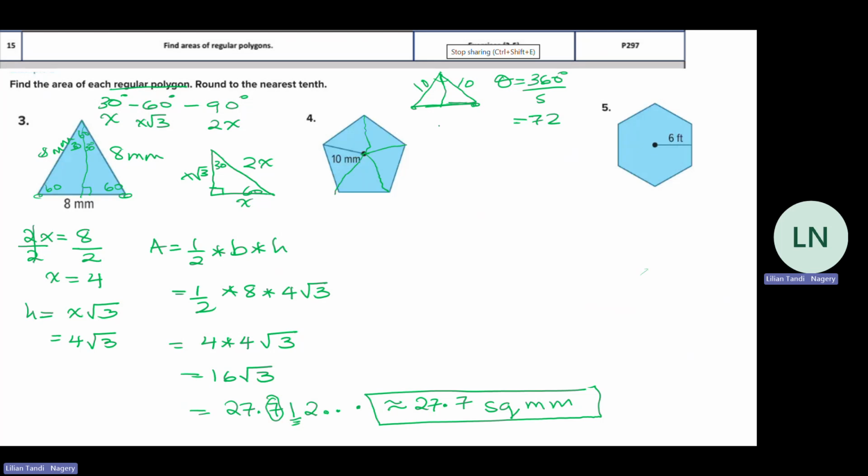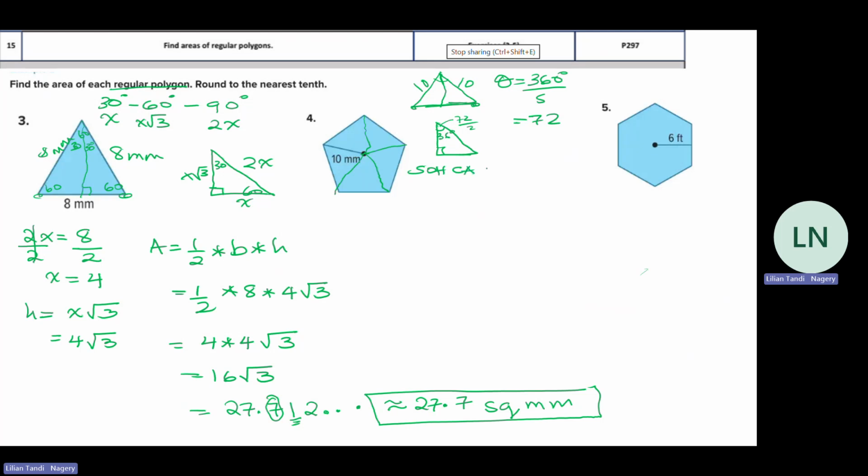Okay? And then now you'll have a right triangle. Then you will divide 72 by 2, you will get 36. Here you'll do 72 divided by 2. It'll give you 36 degrees. And this is 90 here. So you're going to use SOHCAHTOA.